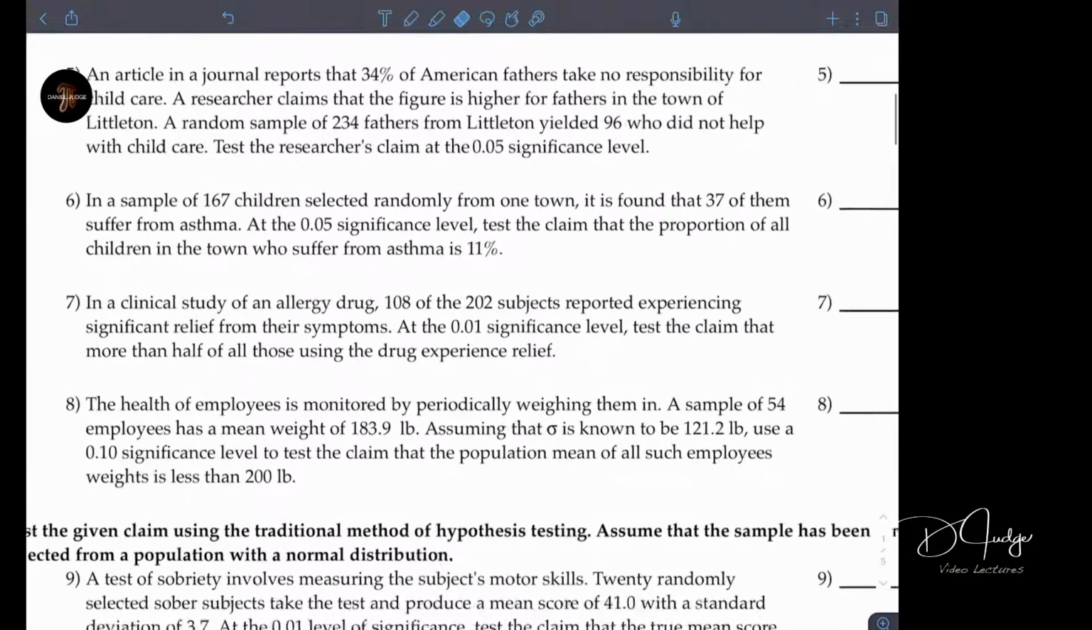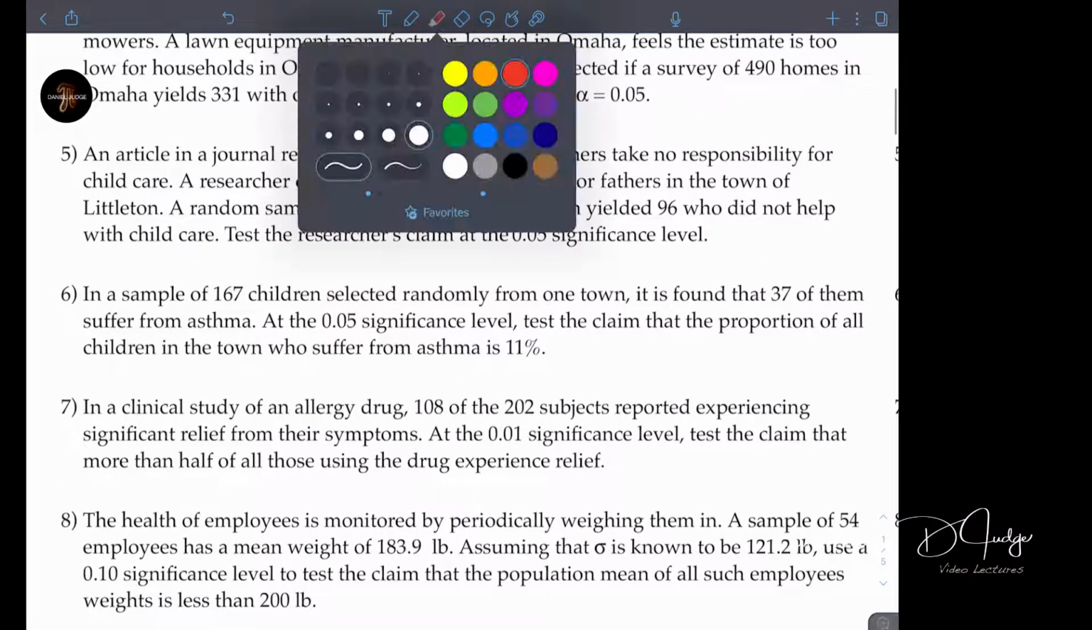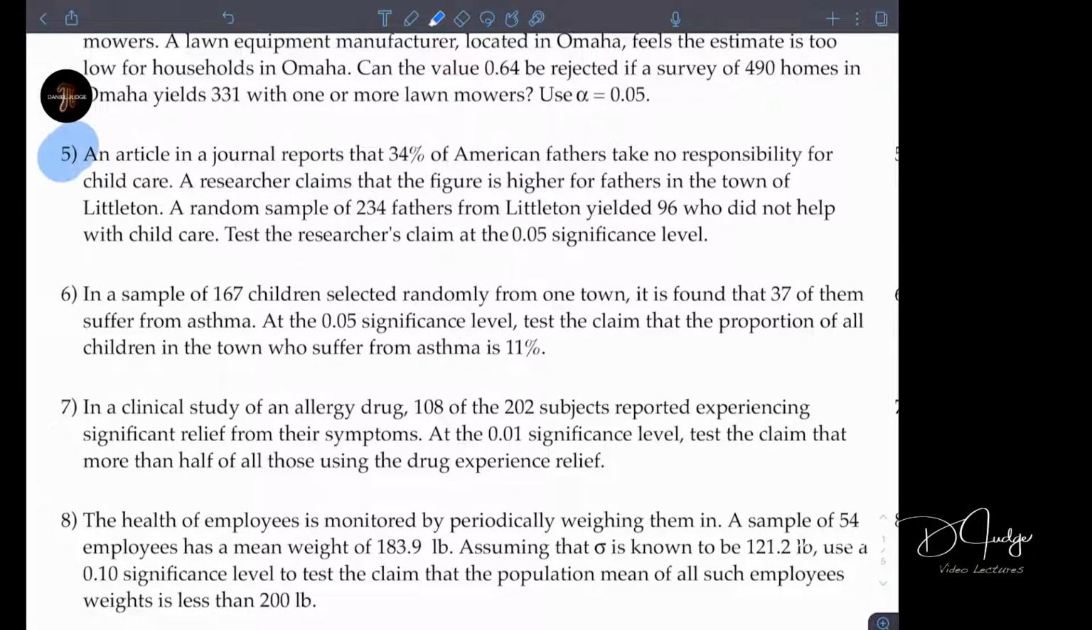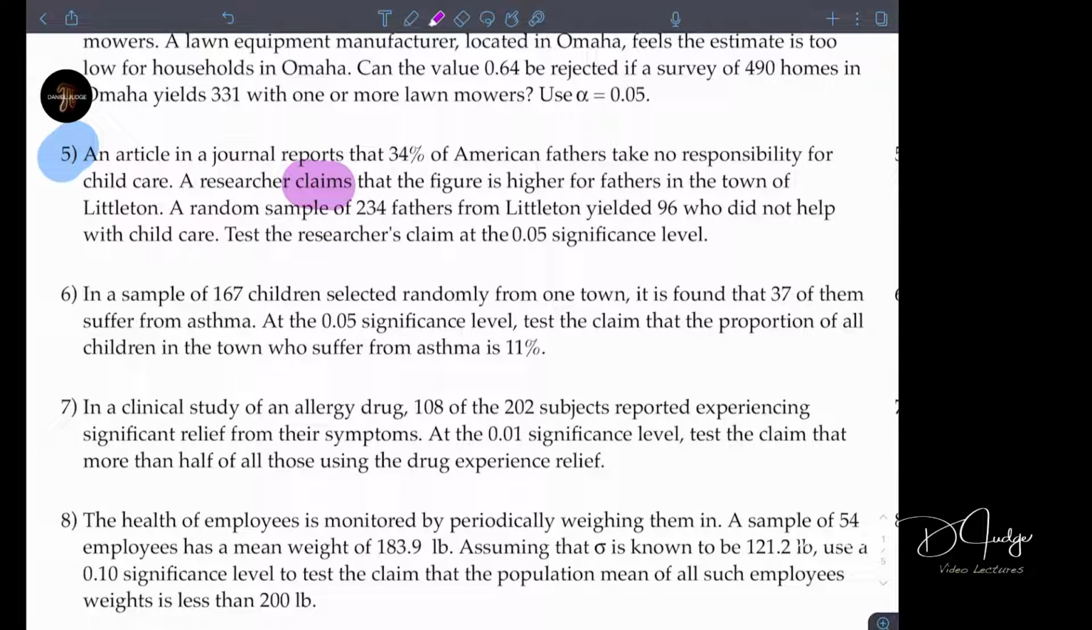Now let's read through it all first, not start to jump to try to do some work on this. Number 5, okay. It says, an article in a journal reports that 34% of American fathers take no responsibility for childcare. Yikes. A researcher claims, okay, what is the claim going to be? Here's the claim. That the figure is higher for fathers in the town of Littleton.